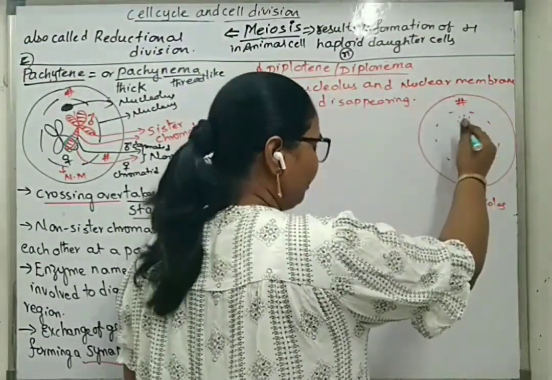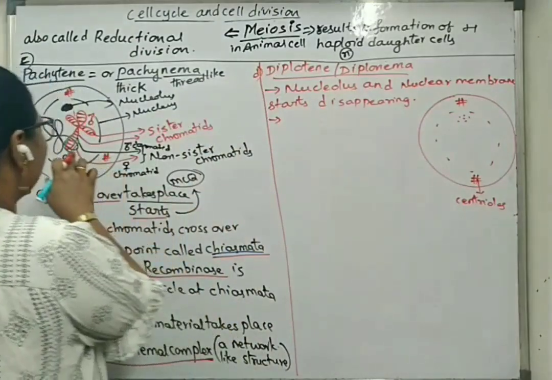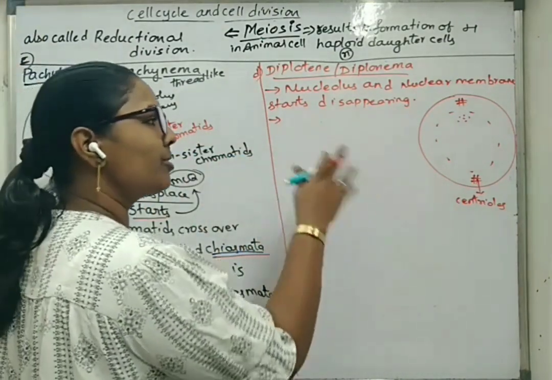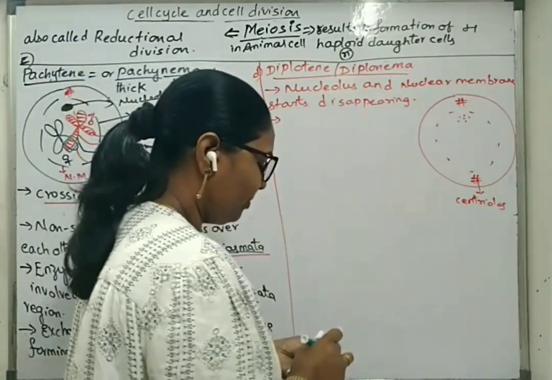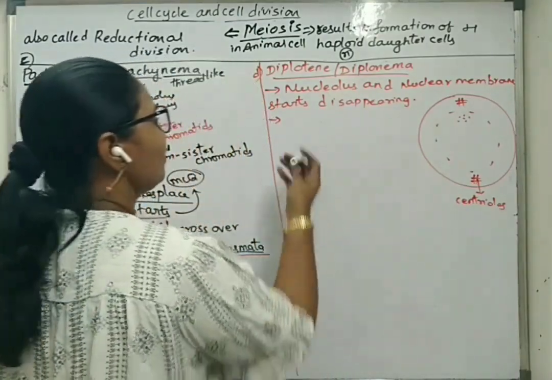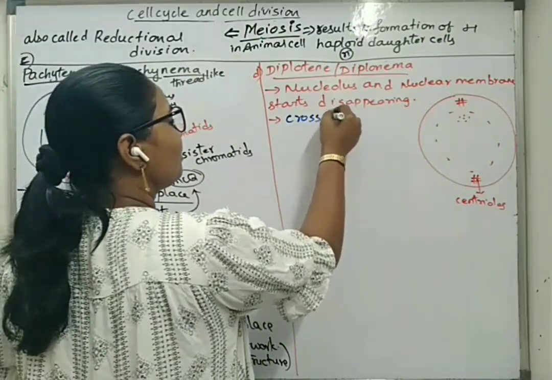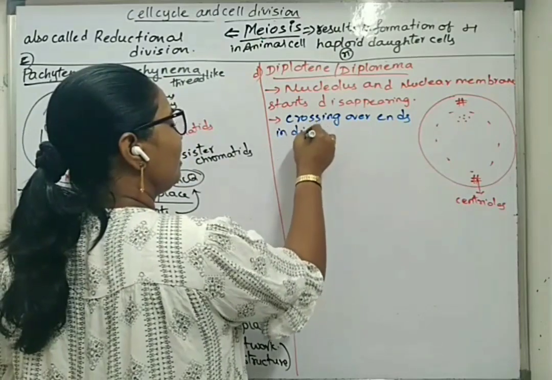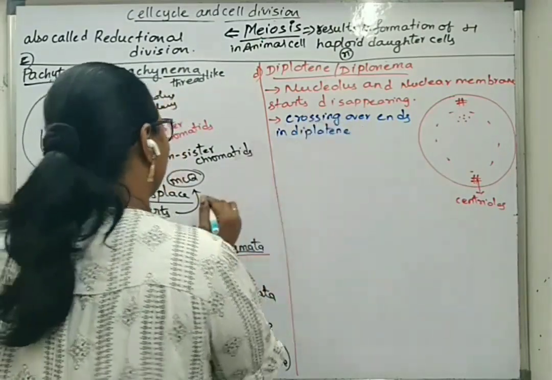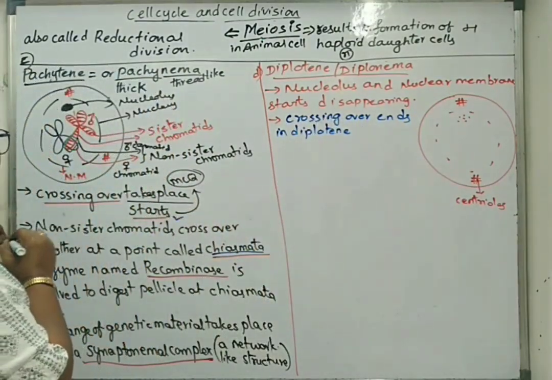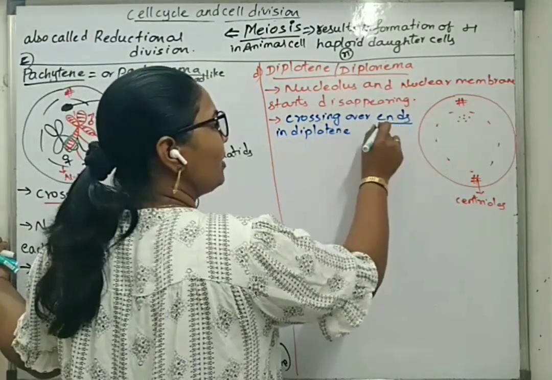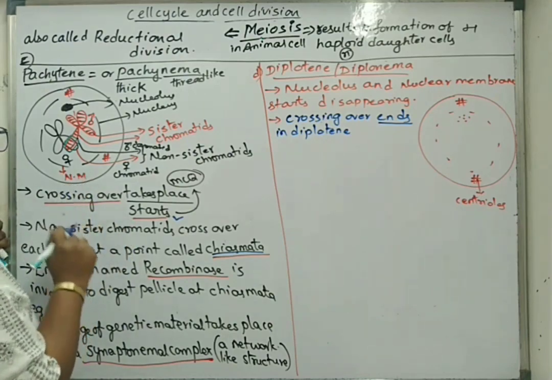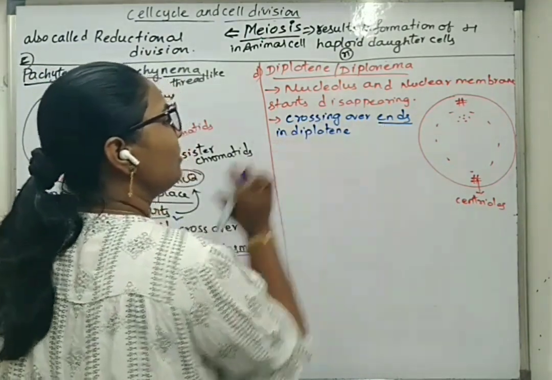Here, in case of Diplotene, crossing over, which started earlier, gets finished. By the time of Diplotene, crossing over ends. So crossing over started in Pachytene, and crossing over ended in Diplotene.